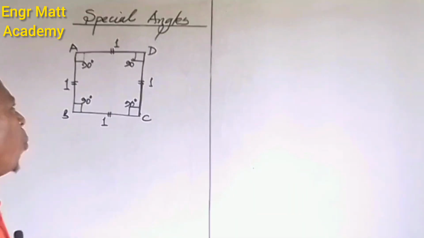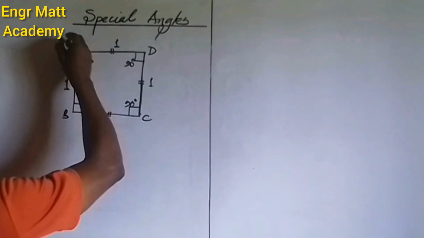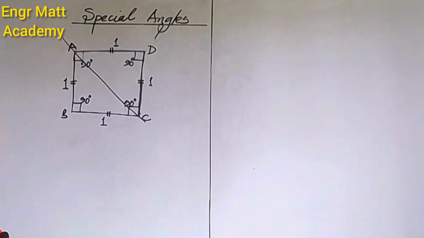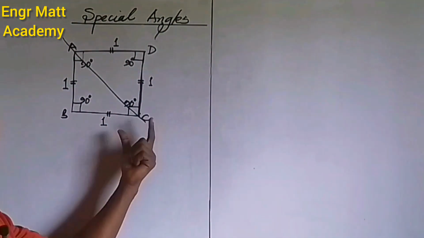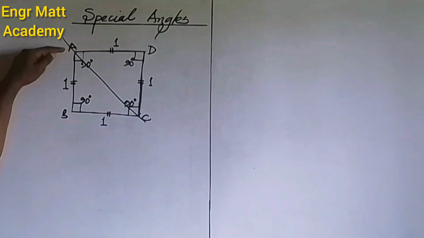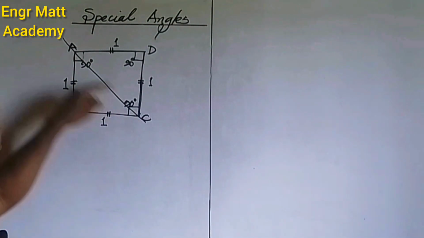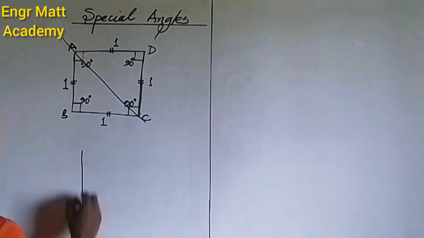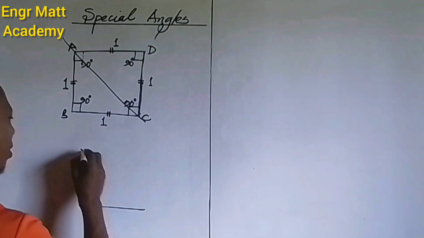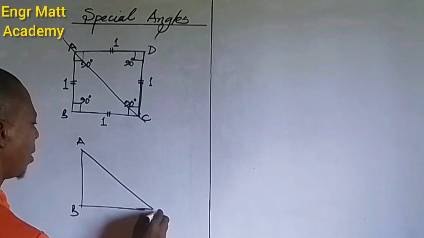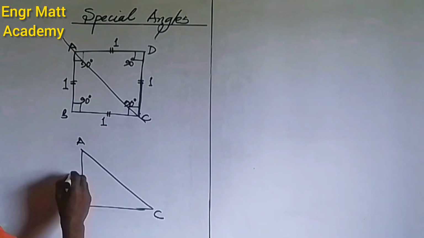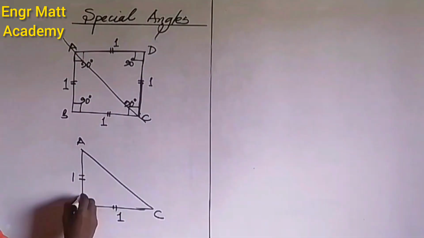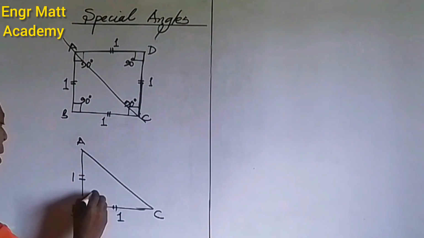But supposing we divide this square into 2 equal parts from A to C. This one give us 2 right angle triangles, so we get triangle ABC and triangle ADC. So let's take one of them. Let's take triangle ABC. This is B and this is C. Remember, say AB na 1 and BC na still 1. Angle B na right angle triangle will be 90 degrees.